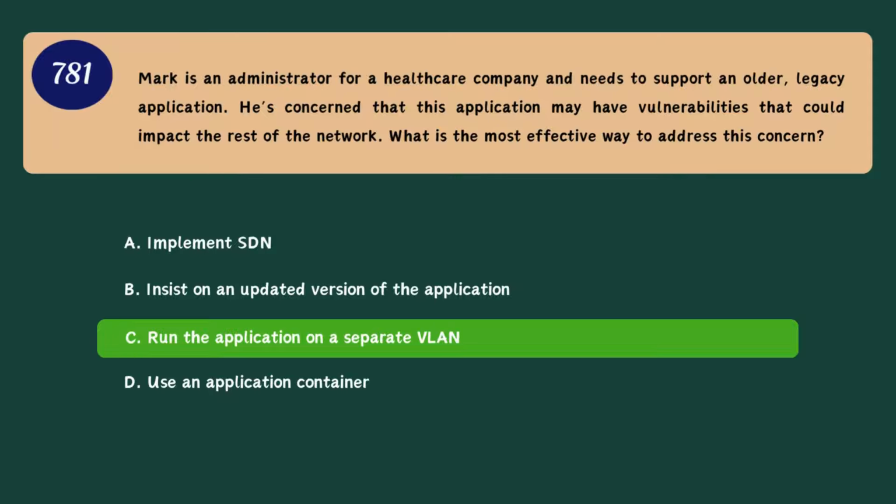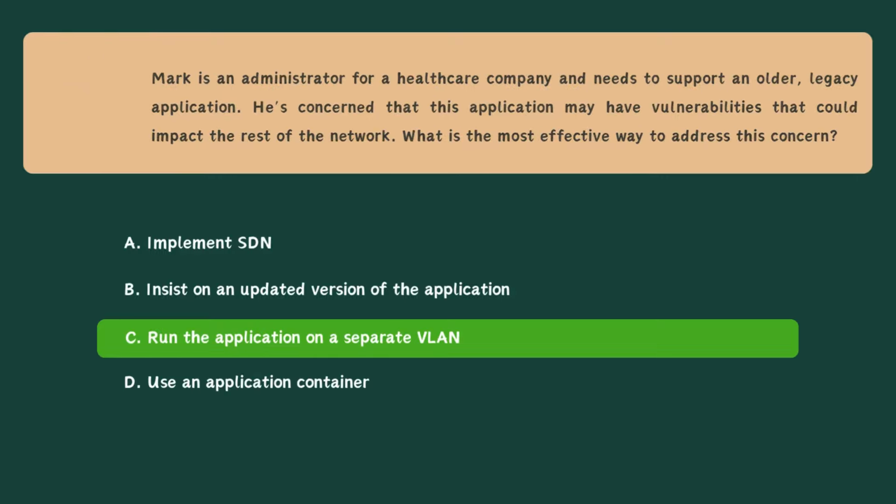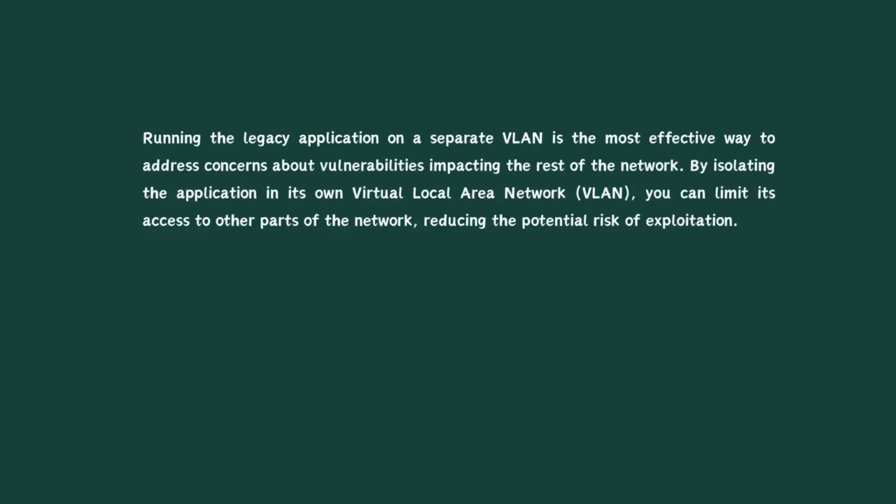Correct answer. C. Run the application on a separate VLAN. Running the legacy application on a separate VLAN is the most effective way to address concerns about vulnerabilities impacting the rest of the network. By isolating the application in its own Virtual Local Area Network, VLAN, you can limit its access to other parts of the network, reducing the potential risk of exploitation.